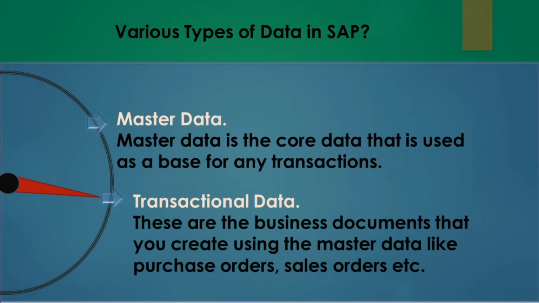And the second type is transactional data. So these are the business documents that you create using master data. So what are these? Like purchase order, sales order, goods receipt, invoice. All these data are transactional data.